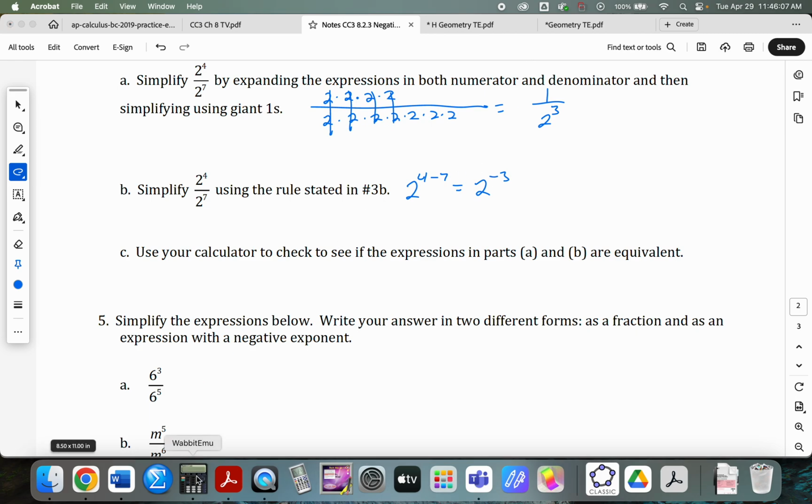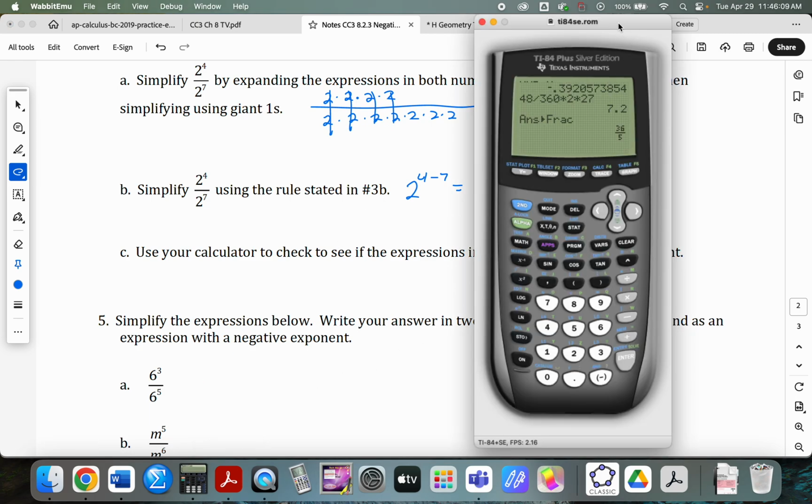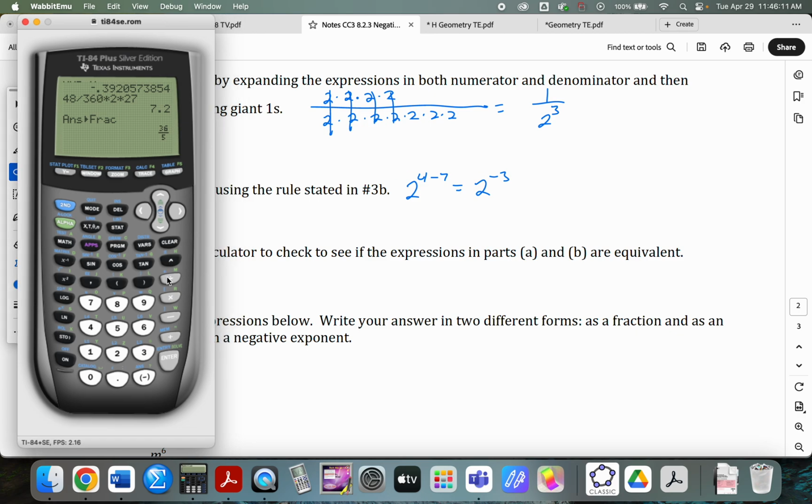So let me show you on a calculator that those really are the same thing. If I do 1 divided by 2 raised to the third power, it's 0.125, and if I do 2 raised to the negative third power, it's also 0.125.